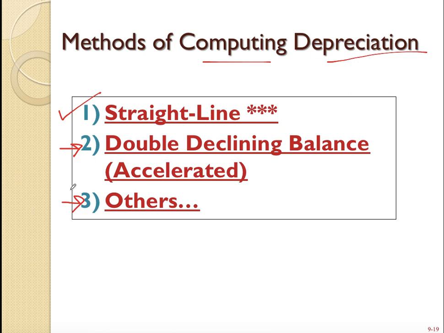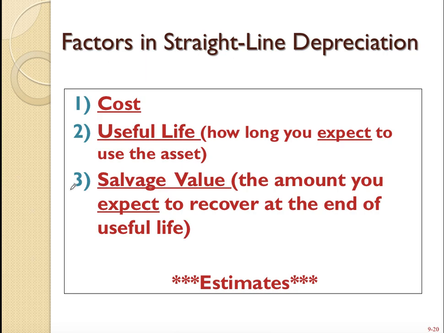I just want you to know that there are multiple methods that a company can use to compute depreciation. Now, there are three factors that go into calculating depreciation: cost, which we talked about in the first phase of the asset life cycle. The second thing is useful life. That means how long you expect to use the asset. And that is an estimate, right?